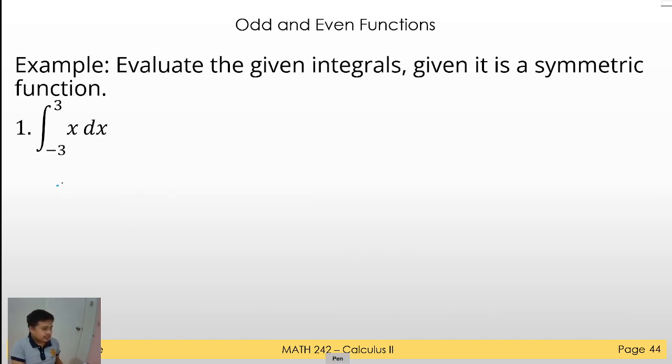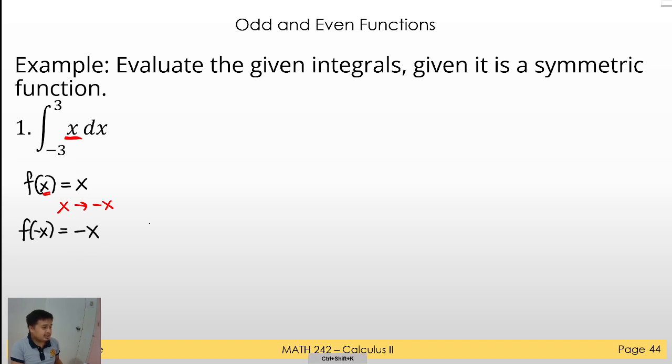So let's check if this is an even function or an odd function. We have f of x, which is equal to this function, which is just x. How do we now find f of negative x? We need this for our relationship. Basically, we need to substitute negative x for this x. So we change x into negative x. Therefore, f of negative x is just negative x.